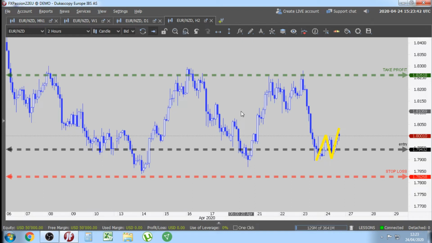What does this mean? This means that most of the rules and the concepts are not going to work on the 15-minute chart, or are going to work partially.